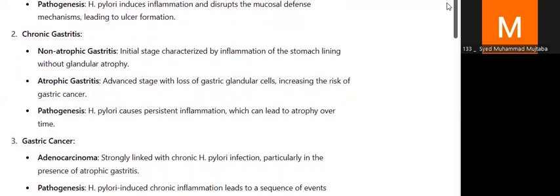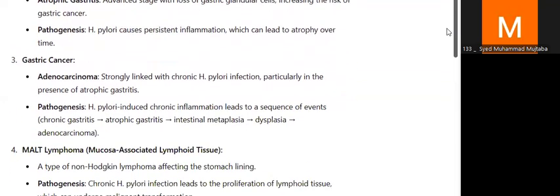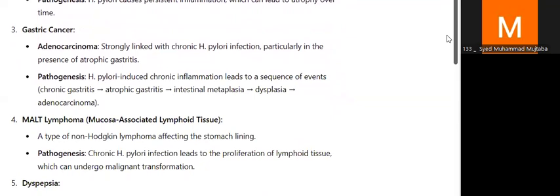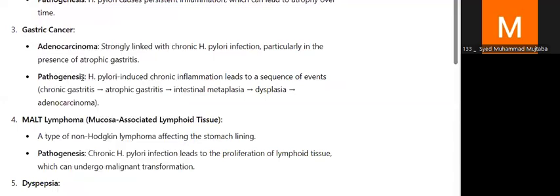This also increases the risk of gastric cancer. So it is an important risk factor for gastric cancer. Just as I told you previously, gastric cancer, also known as adenocarcinoma, is predominant in males and it is due to the diet as well. However, H. pylori can also be a contributing factor.